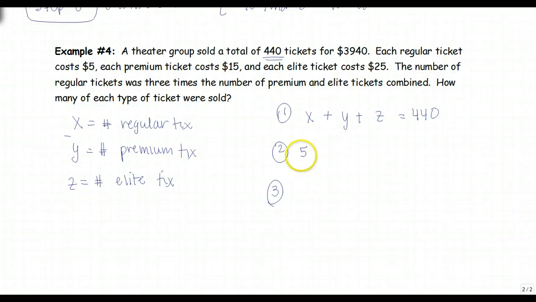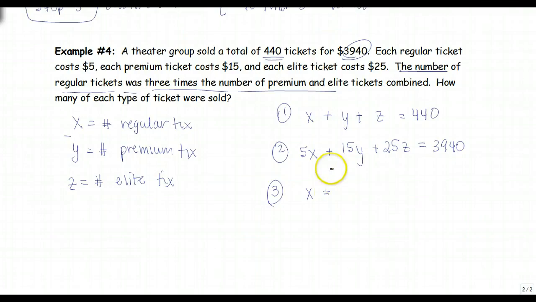I also know that regular tickets cost $5, so 5X. Premium tickets cost 15Y. And elite cost 25Z, and we sold a total of $3,940 worth of tickets. Now the last one's the tricky one though. It says the number of regular tickets, so X, is equal to 3 times the number of premium tickets and elite tickets combined. Wow.